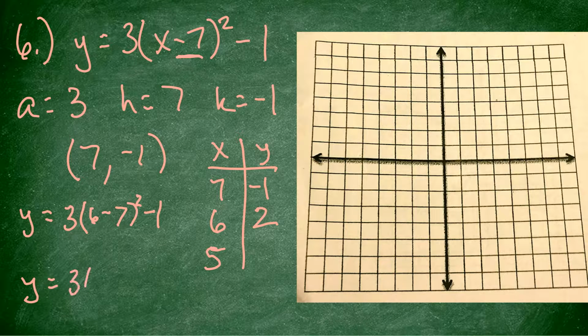So I get 3 times 5 minus 7 squared minus 1. 5 minus 7 is negative 2. Negative 2 squared is 4. 4 times 3 is 12. 12 minus 1 is 11. So I go 7, negative 1. I put a dot. And then I put a dotted line. I go 6, 2, put a dot. And then I put 5, 11, put a dot. Mirror them over.